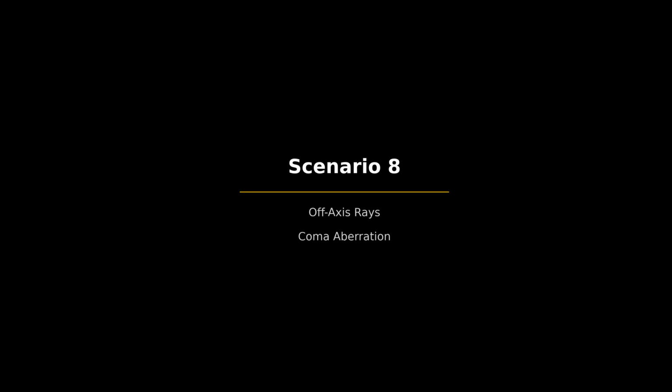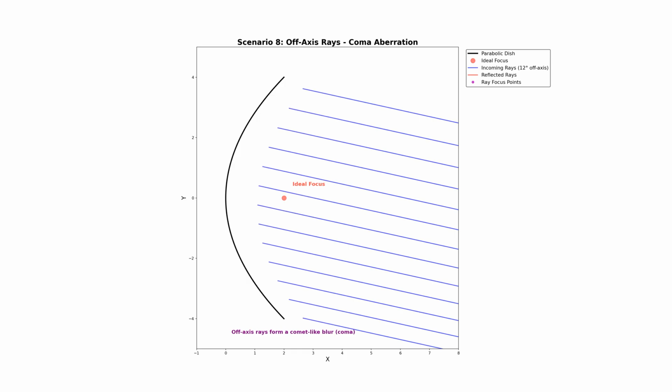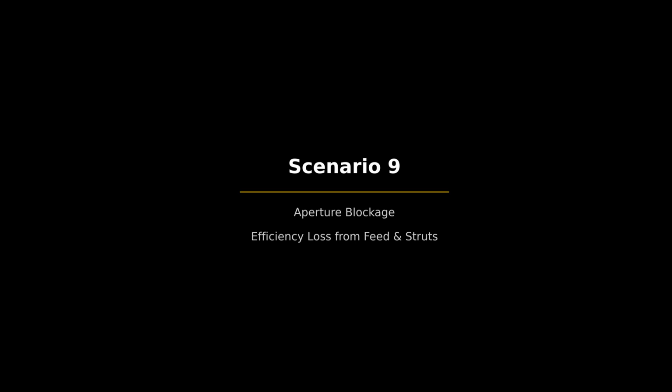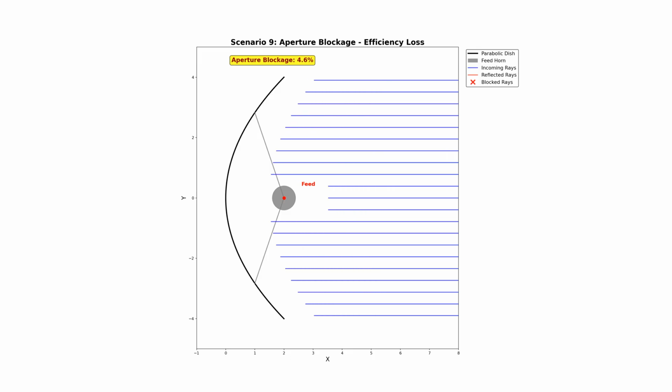Off-axis rays form a comet-shaped blur called Coma, limiting field of view and requiring precise tracking. Feed horns and struts block incoming signals, reducing efficiency and increasing side lobes. Another reason offset designs are preferred.